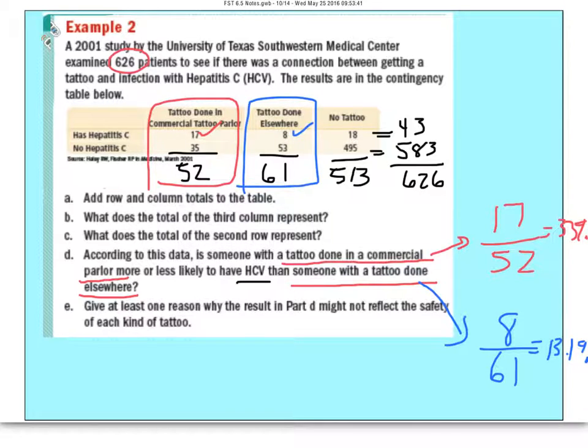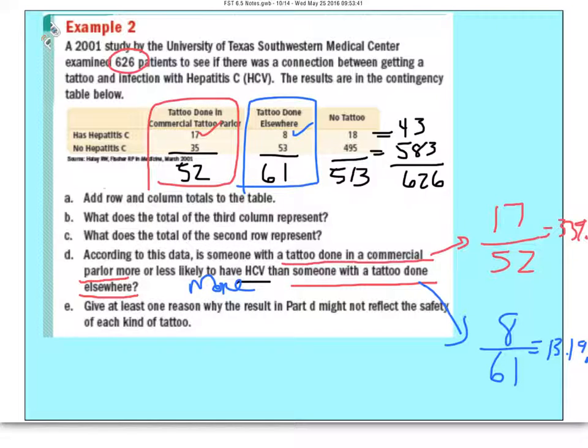So then, to answer the question, is someone with a tattoo done in a commercial parlor more or less likely to have HCV? They are more likely to have it in this case. Okay. Last question, give at least one reason why the result in Part D might not affect the safety of each kind of tattoo.